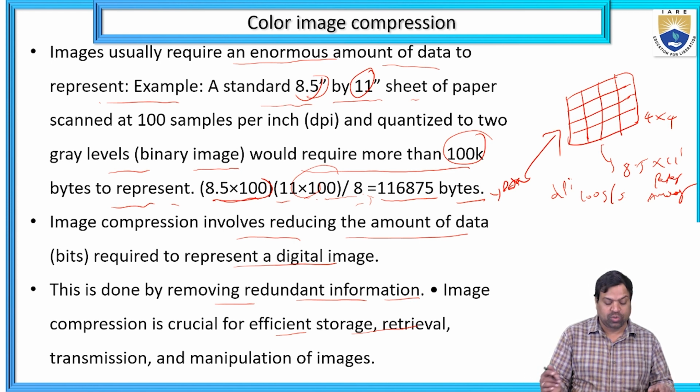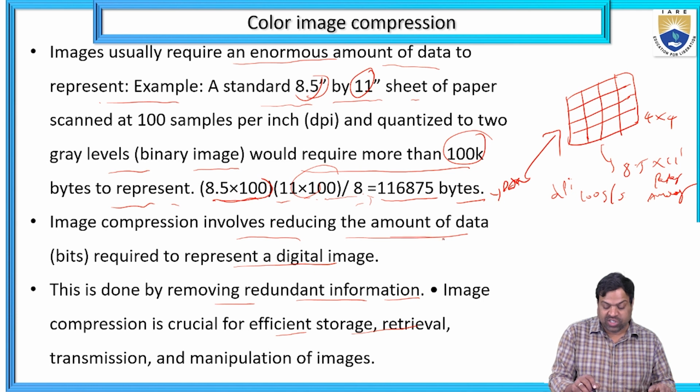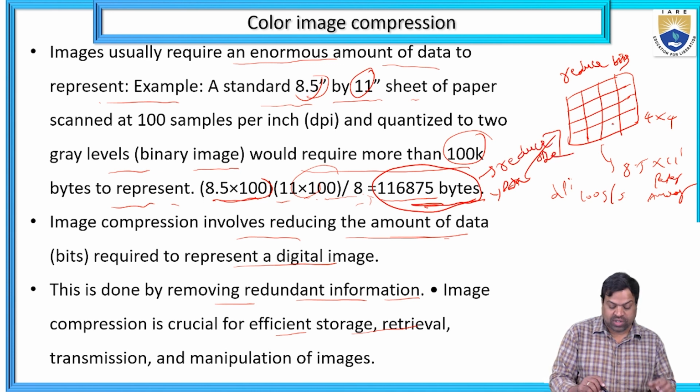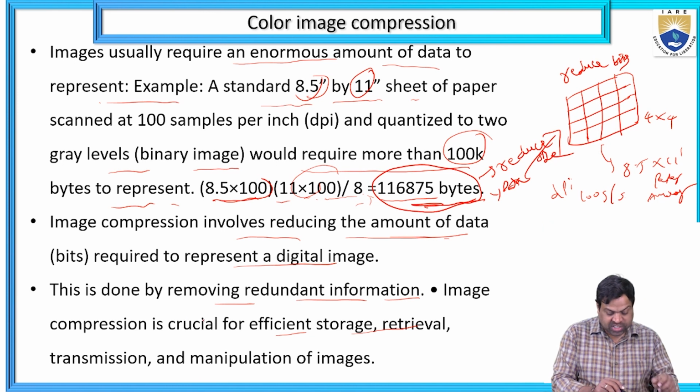So what do we have to do? We have to reduce the amount of data bits. So we have to reduce the bits. So these bytes, I am reducing the bits. So I am reducing the size. This is done by removing the redundant information. Image compression is crucial for efficient storage, retrieval, transmission and manipulation of the image.